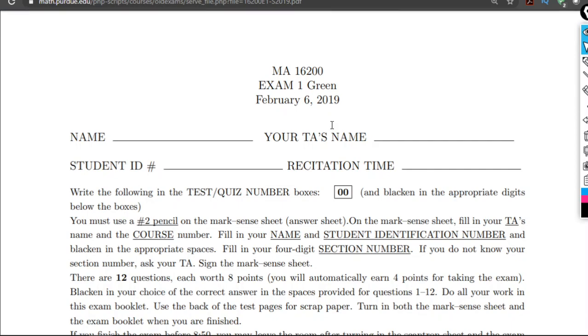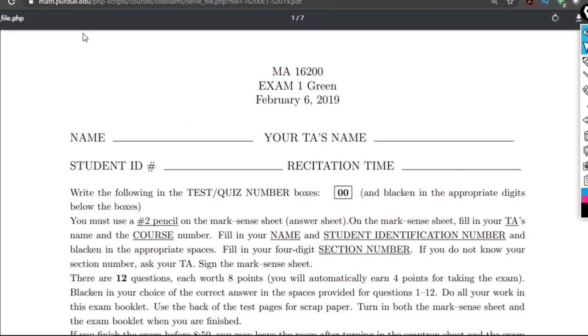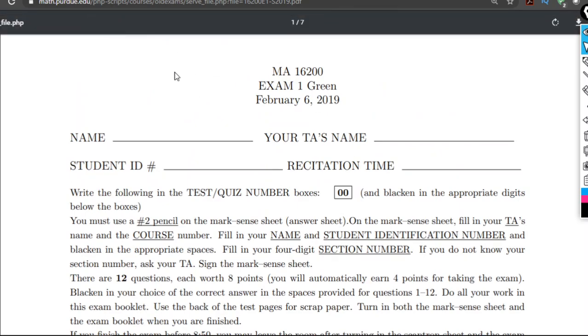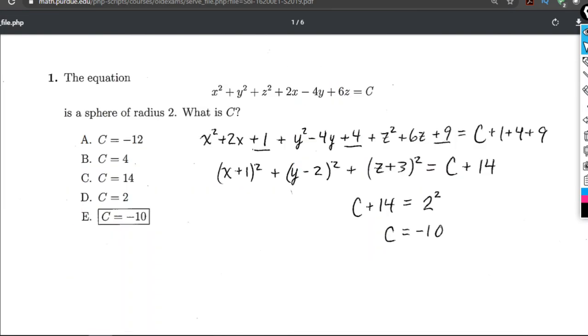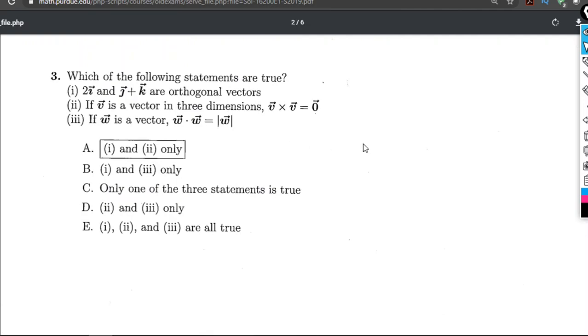Hey everyone, this video is going to be on MA162 Exam 1 for Spring 2019. Since there is a solution page uploaded to the PAX exam website, I'm just going to use that as a guide and further explain some of these solutions. It might not be explained well, like this one, they give no explanation.